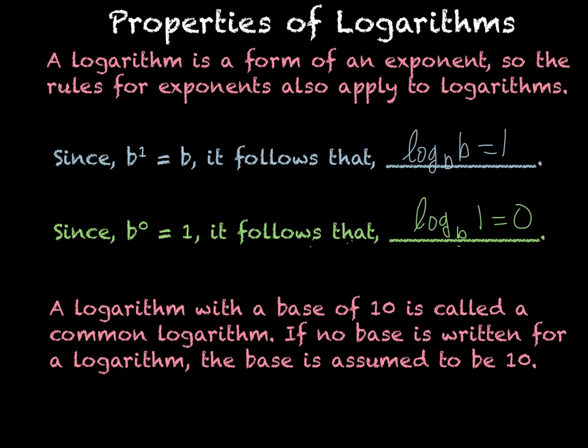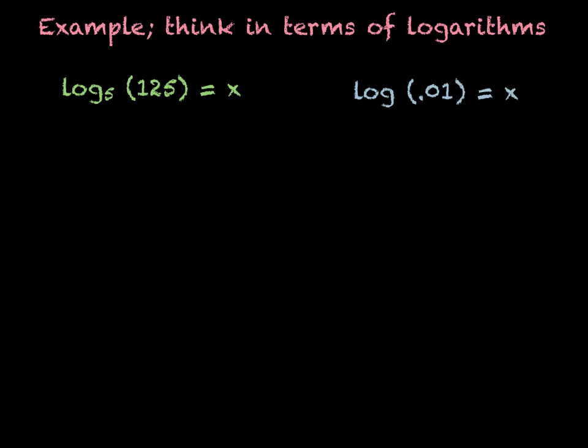Furthermore, a logarithm with a base of 10 is called the common logarithm. If no base is written for the logarithm, the base is assumed to be 10. So if we write log of 2 equals x, then that just means log base 10 of 2 equals x. So that's how we can generalize some logarithms. So let's do some examples where we're just thinking in terms of logarithms in order to help solve for x.